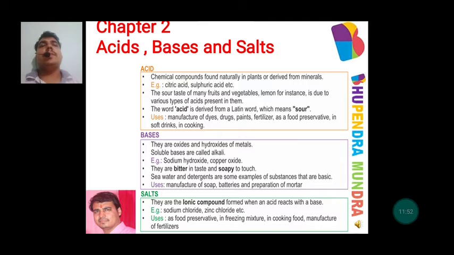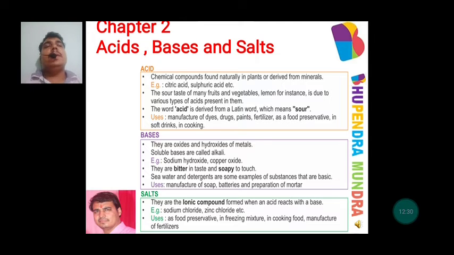Next one, bases. Bases are oxides and hydroxides of metals. Those soluble in water are known as alkalis, for example NaOH, while CuO, copper oxide, is a base. They are bitter in taste and soapy to touch. Seawater and detergents are some examples of bases, which are basic in nature. Uses of bases are manufacture of soaps, batteries and preparation of motor.